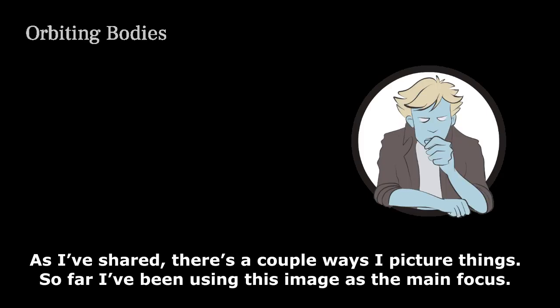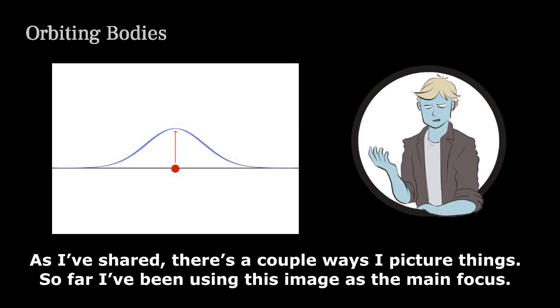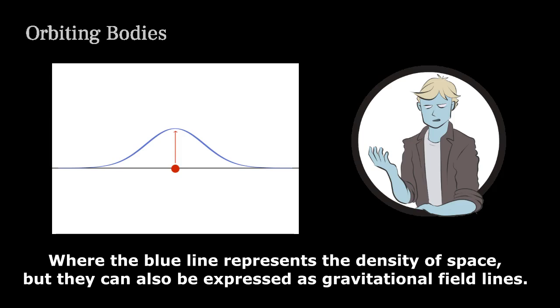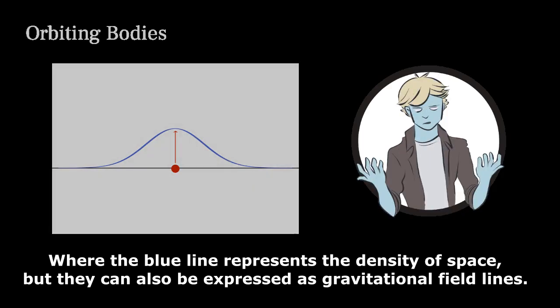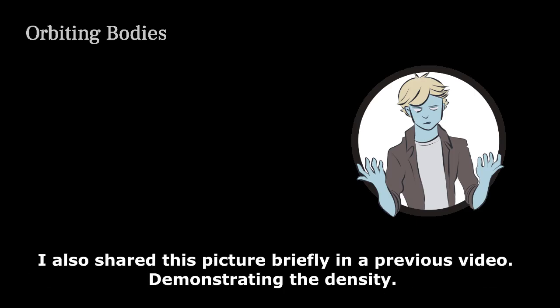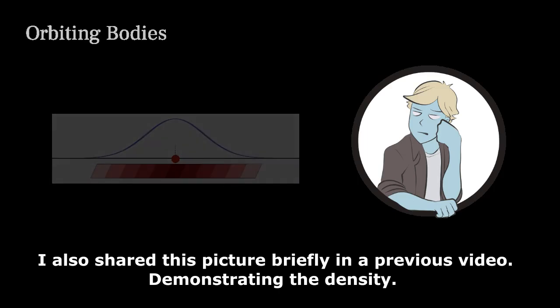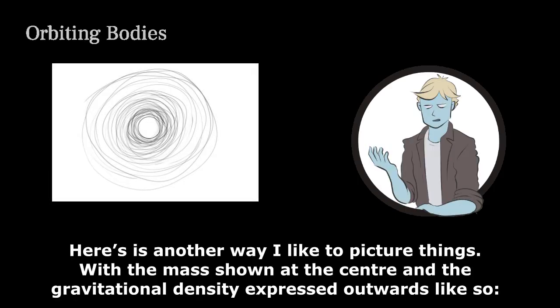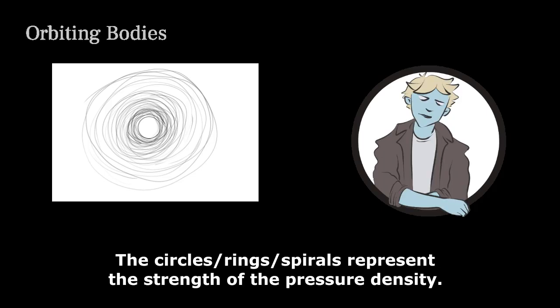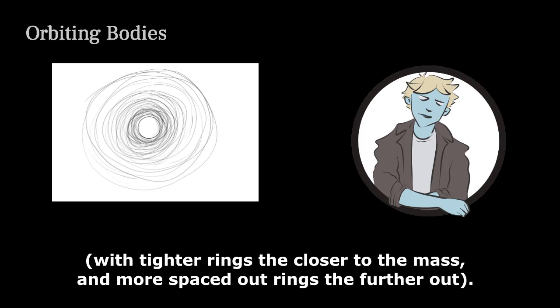As I've shared, there's a couple ways I picture things. So far, I've been using this image as the main focus, where the blue line represents the density of space, but they can also be expressed as gravitational field lines. I also shared these pictures briefly in a previous video, demonstrating the density. Here is another way I like to picture things, with the mass shown at the center and the gravitational density expressed outwards like so. The circles, rings, spirals represent the strength of the pressure density, with tighter rings the closer to the mass and more spaced out rings the further out.